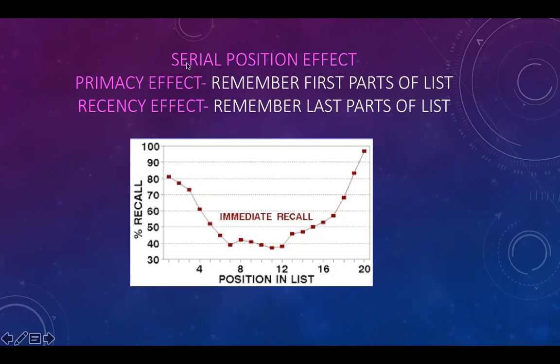And just to review, the serial position effect consists of the primacy effect, the ability to remember the first parts of the list, and then the recency effect, the ability to remember the last parts of the list. So a practical application of this could be when you're studying something, just remember to spend a little extra time on the middle part of the list because that will be a little more challenging to remember.